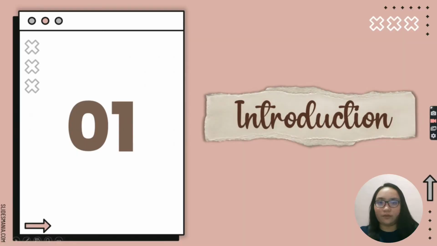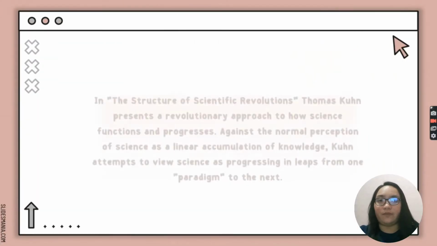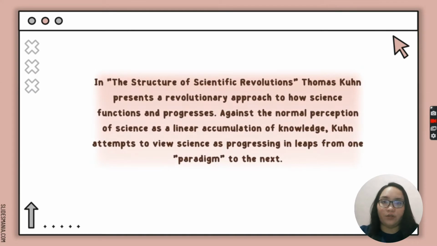The Structure of Scientific Revolutions by Thomas Kuhn. In The Structure of Scientific Revolutions, Thomas Kuhn presents a revolutionary approach to how science functions and progresses. Against the normal perception of science as a linear accumulation of knowledge, Kuhn attempts to view science as progressing in leaps from one paradigm to the next.